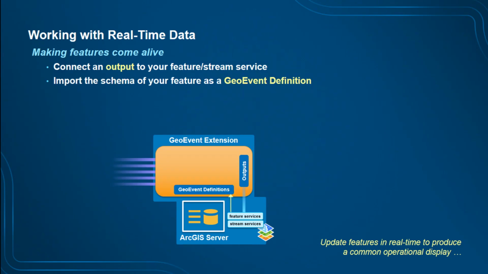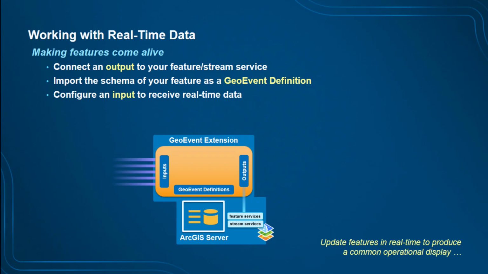Next, you'll import the GeoEvent definition. Now, what is the GeoEvent definition? It is essentially the schema of your underlying incoming data. A GeoEvent definition essentially lets the GeoEvent server know what the structure of the incoming data is. It includes the attributes and their data types.